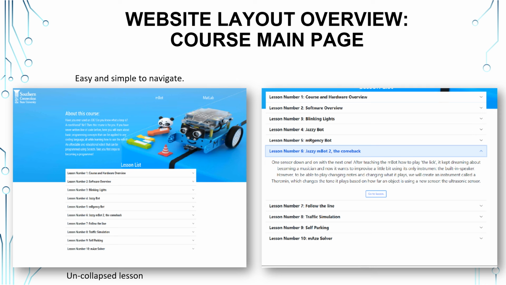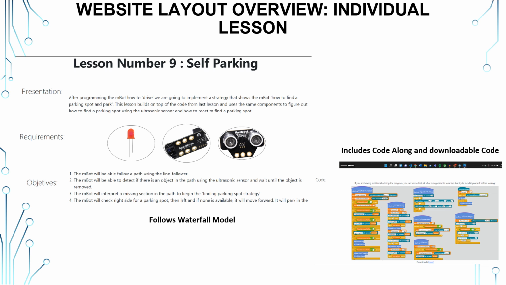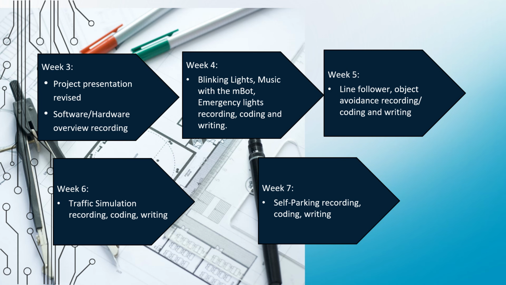The lessons have a collapsible section that introduces the lesson very briefly, and then it gives you a link to the individual lessons, which are these. They have a general structure that I'll talk about in a little bit, but basically it's a structure that follows the waterfall model, and they are all the same, so the students can see a pattern that's easily followed.